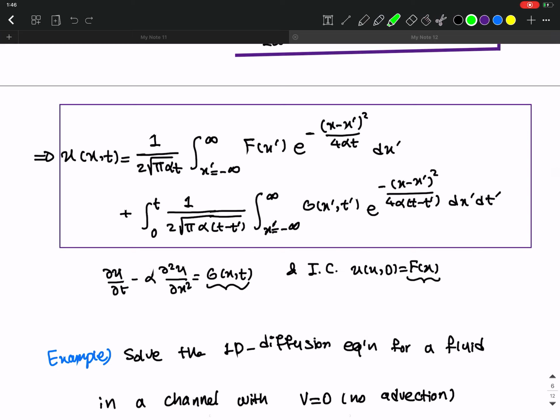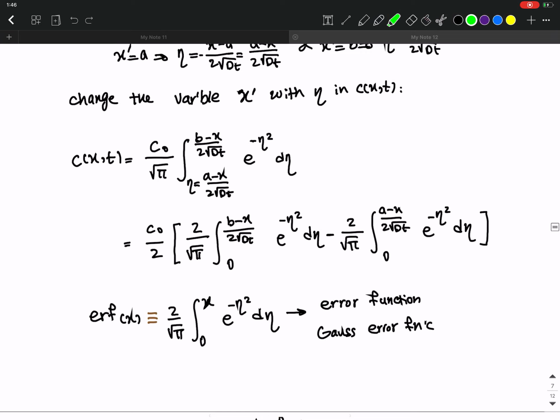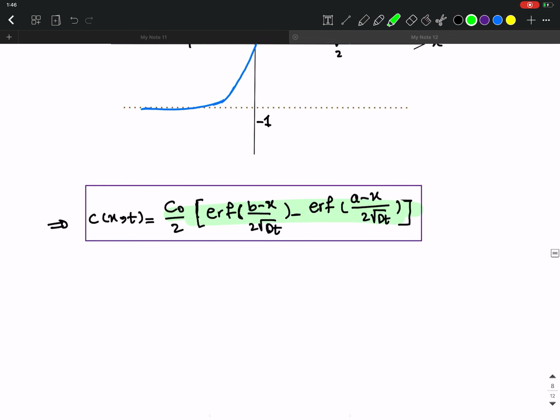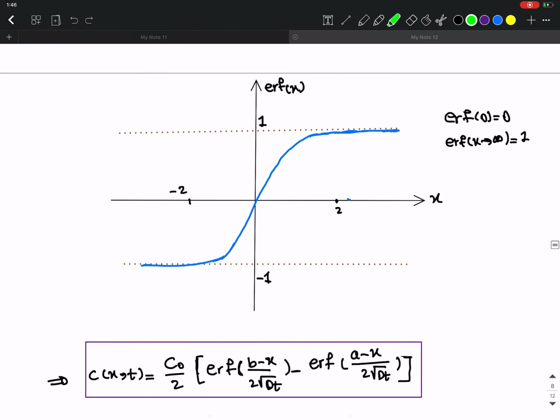Because we didn't have any source term, or g(x), this integral was 0 in the first example, and we only evaluated this integral based on the initial conditions. Okay, and we found it as a function of error function, which looks like something like this. So this is the error function.